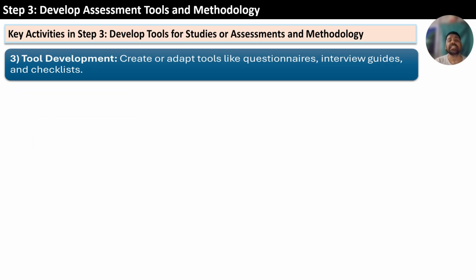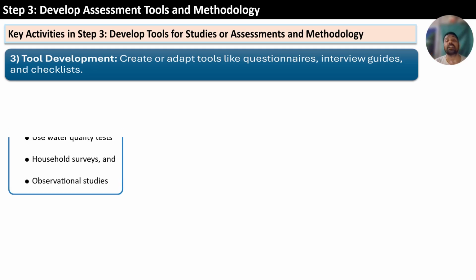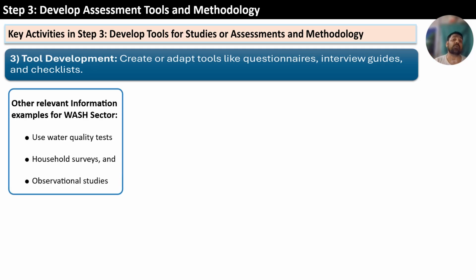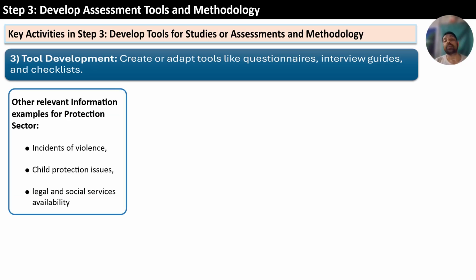If it is a health sector project, you will need to gather data from health records, patient interviews and facility assessments, number of prenatal visits in a given area and other data requirements. For tools in the WASH sector, you will need to use water quality tests, household surveys, and observational studies. If your sector is protection, you will need to add questions related to incidents of violence, child protection issues, legal and social services availability.